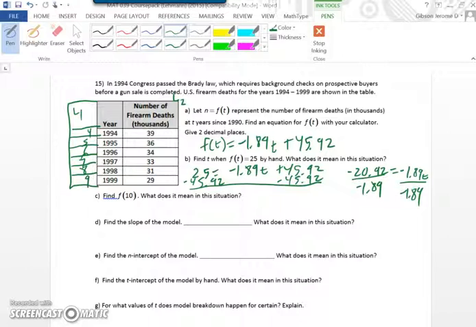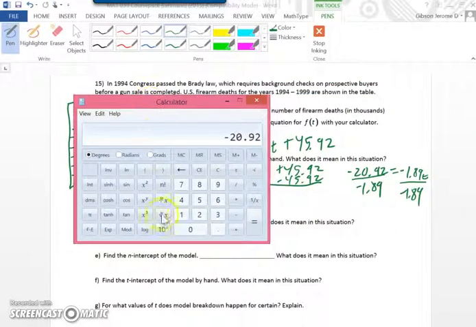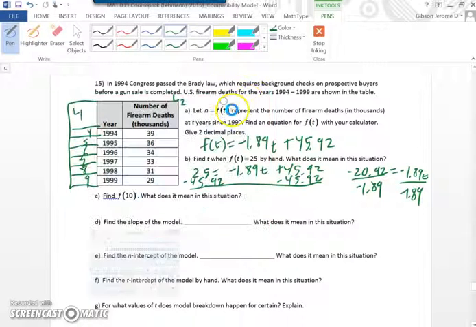Then we will take our calculator again. Since we know a negative divided by a negative is positive, we can just divide that and we know we're going to get a positive answer. So we had 20.92 divided by 1.89. It'll be approximately 11.07, so t is approximately 11.07. And it asks, what does it mean in this situation?